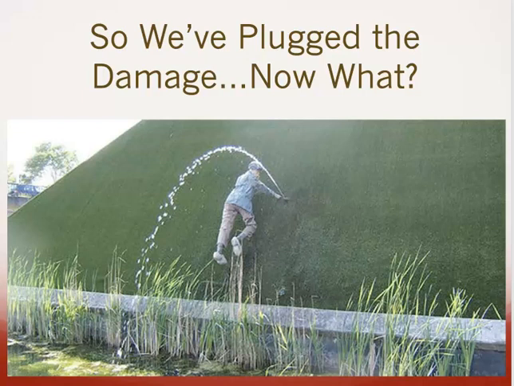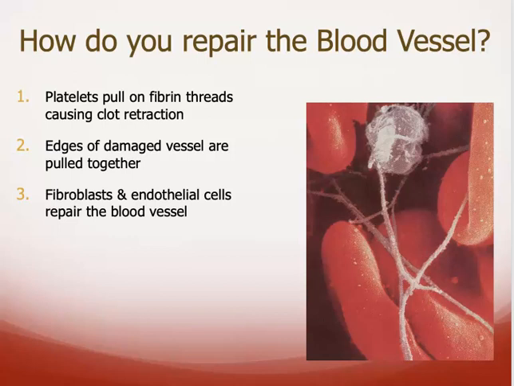All right, so we've plugged the damage, so that's the first step to healing. But now how do we actually pull the ends together and make sure that healing actually occurs? In other words, how do we repair a blood vessel? So platelets, not only do they help form these fibrin threads, but they will actually pull on those threads, causing the clot to retract and pull the two ends of the damage together. And then those fibroblasts and endothelial cells will help repair the blood vessel.